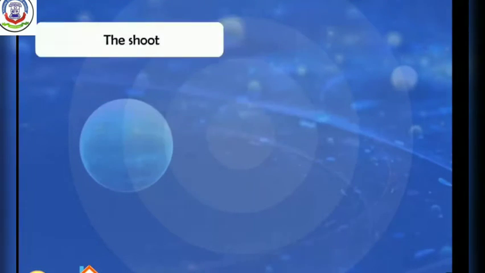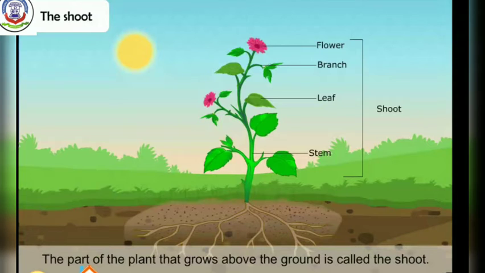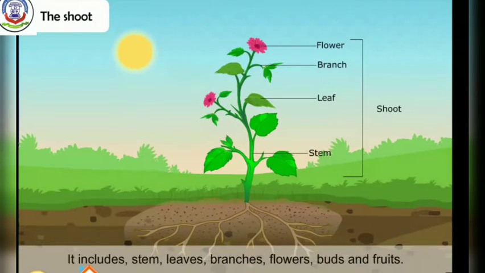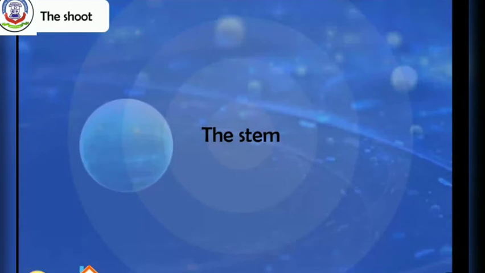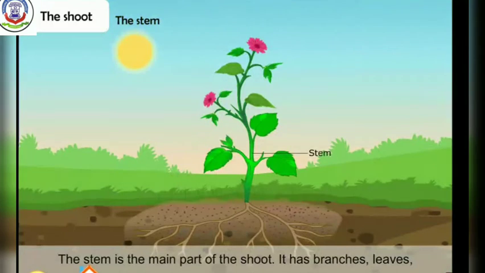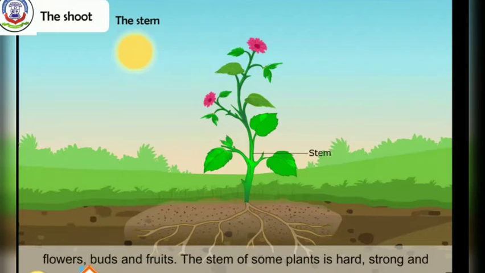The shoot. The part of the plant that grows above the ground is called the shoot. It includes stem, leaves, branches, flowers, buds, and fruits. The stem. The stem is the main part of the shoot. It has branches, leaves, flowers, buds, and fruits.